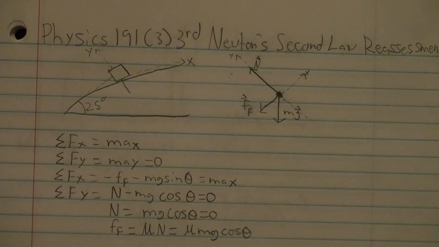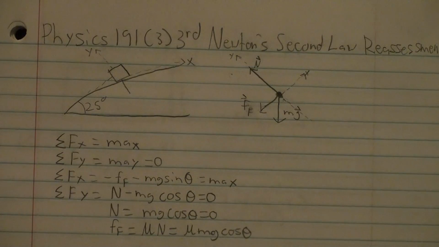Well, the first thing I did was draw a diagram to illustrate what was going on. To the top left you can see the block on the inclined plane of 25 degrees, and just next to it I drew a free body diagram for this problem, which shows the normal force perpendicular to the plane because I have set my x and y axes to be in alignment with the 25 degree incline, and shows a frictional force going in the opposite direction, and shows the mass and gravitational pull going straight down.